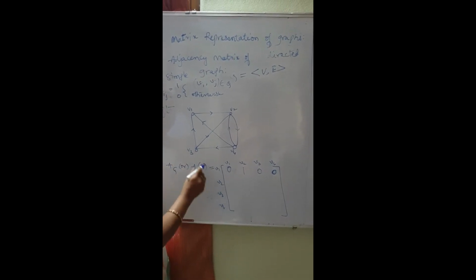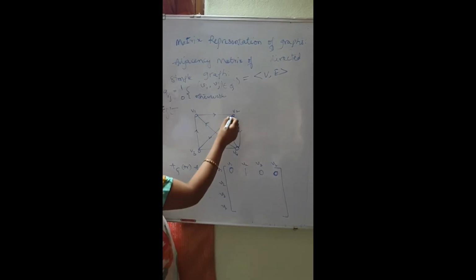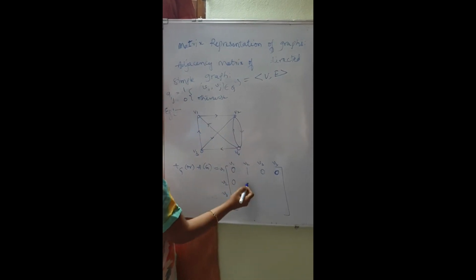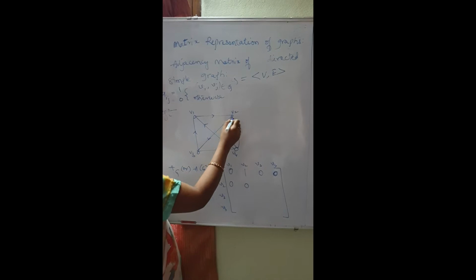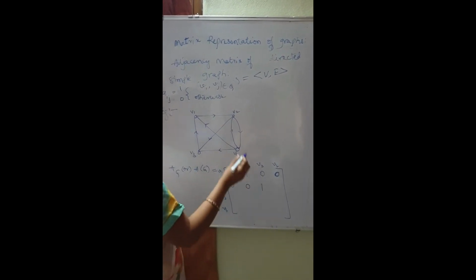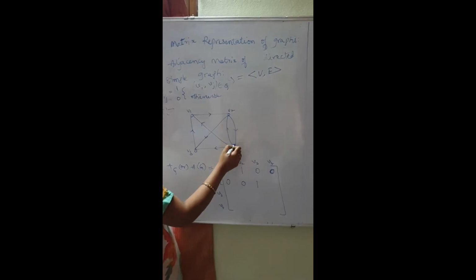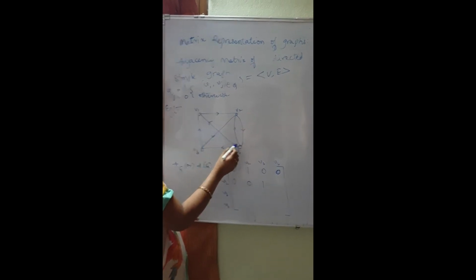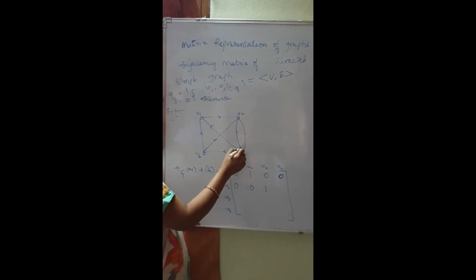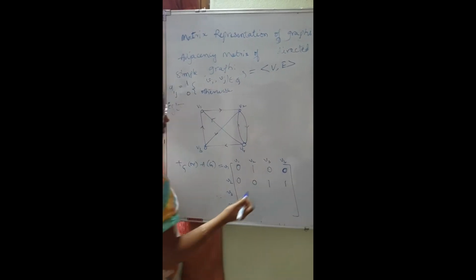Now we go to the second vertex V2. V2 to V1, we are not having any edges. Therefore we put 0. V2 to V2, there is no loop, 0. V2 to V3, we have an edge. Therefore it is 1. Next, V2 to V4. It is a graph with two parallel edges, but here they represent one edge towards V2 to V4 and another edge represents V4 to V2. Therefore, V2 to V4 we have one edge. Therefore the element is equal to 1.